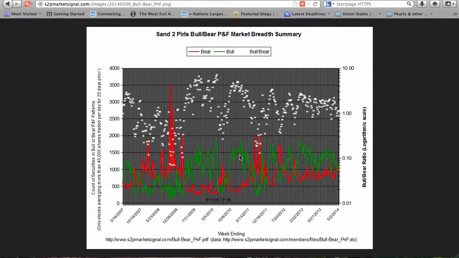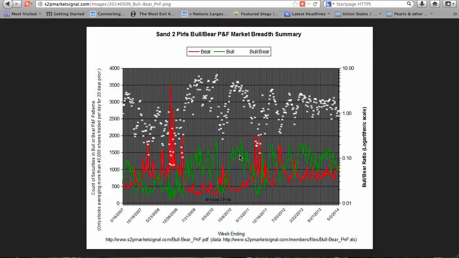2014. Market breadth. With this past week's market decline, our bull-bear point and figure ratio fell from 1.13 to 0.87, falling back into bearish territory. The total count of securities in bullish or bearish patterns rose 2% to 2,082. The count of bearish stocks increased 16%, while the count of stocks in bullish patterns decreased 11%.